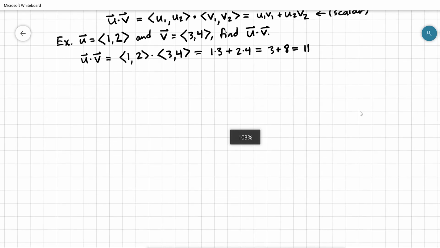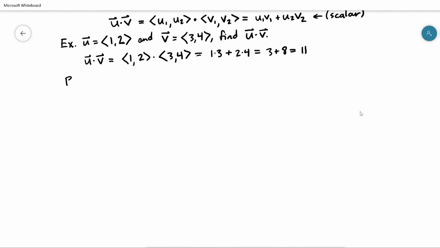Before we talk about what this dot product means, let me give you some of the properties that it follows. So how can we manipulate these things in general? One thing you'll notice is that if I take the dot product u dotted with v, it's the same as doing v dotted with u, because it involves addition and multiplication, both of which are commutative operations.